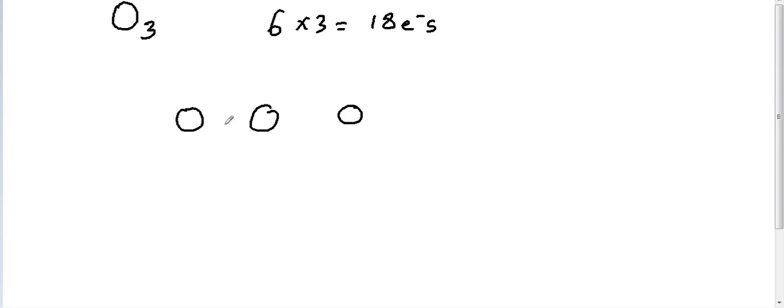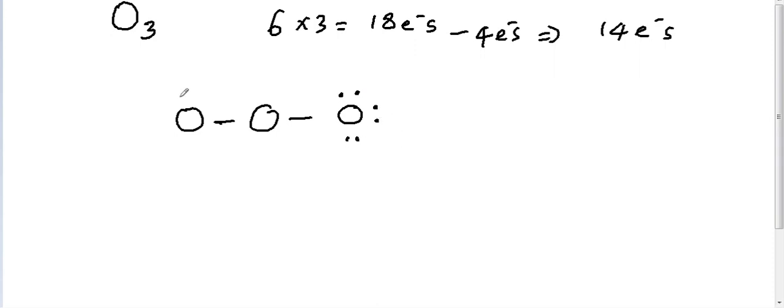The next step is making bonds to connect them. So we have spent 4 electrons for making 2 bonds. So the remaining is 14 electrons. We are going to add the 14 electrons into the molecule. As I said earlier, we add these electrons from outside to inside. Now we have added the 14 electrons.